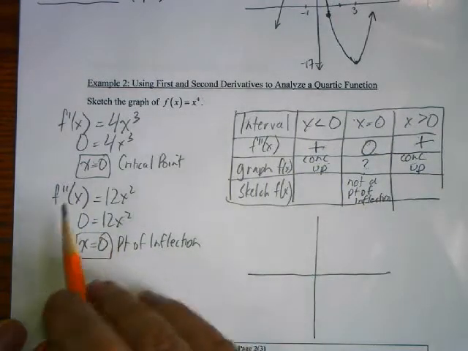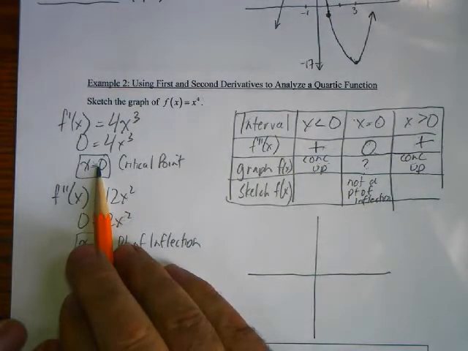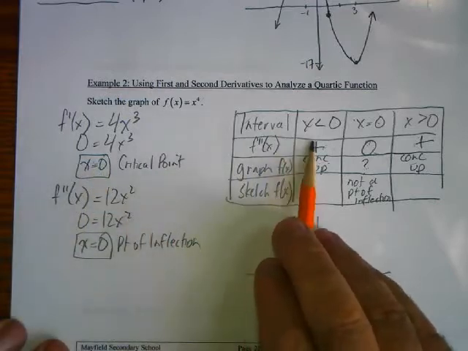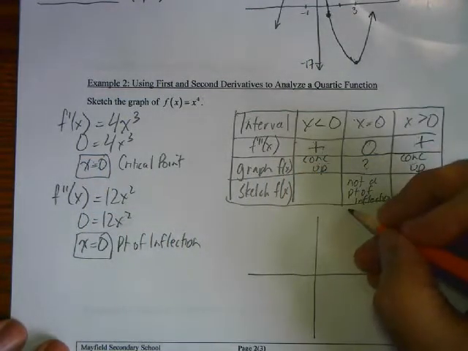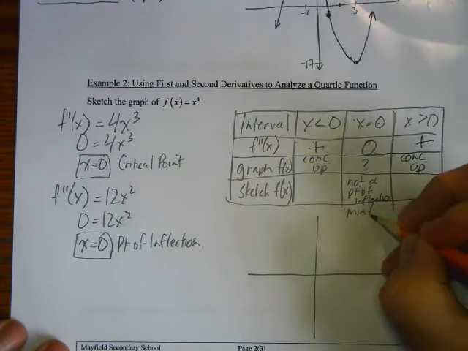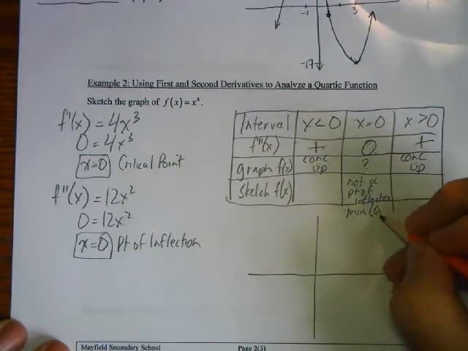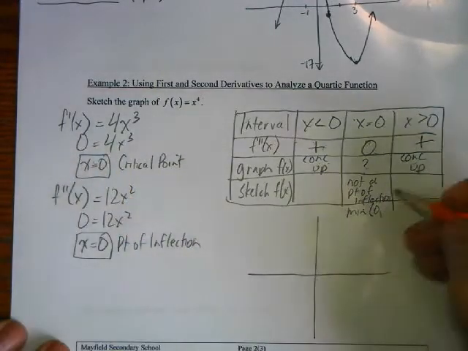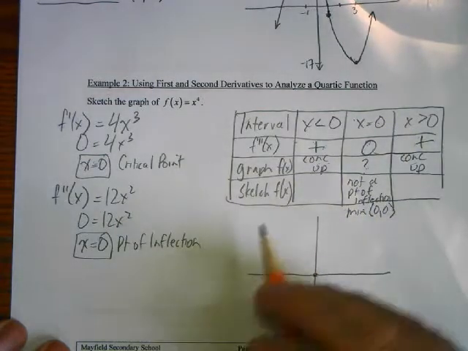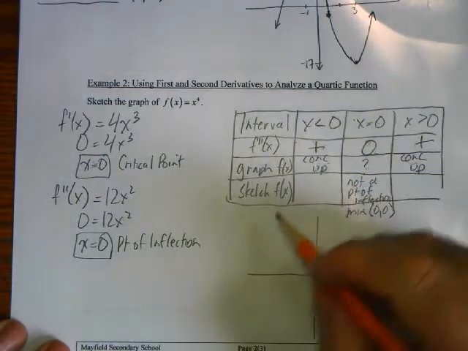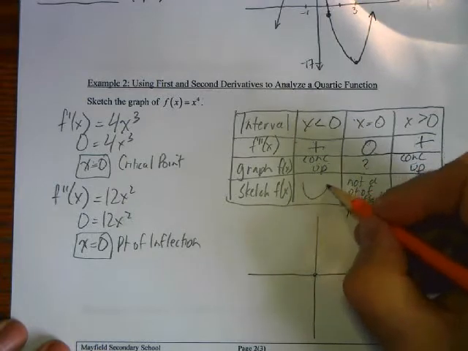Now if we did interval testing for the first derivative, we would actually find that this is a min. We could start off by saying it's a local min, and if I find the x and y coordinates for 0, it's (0, 0). Okay, and so concave up, in both cases it looks like that.